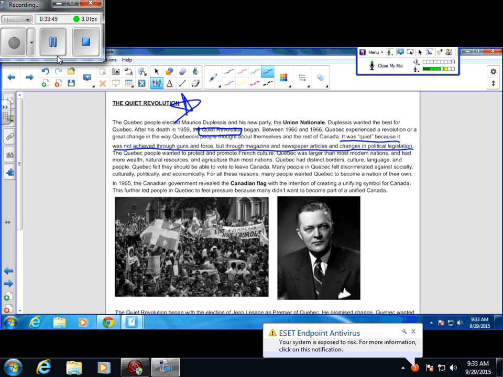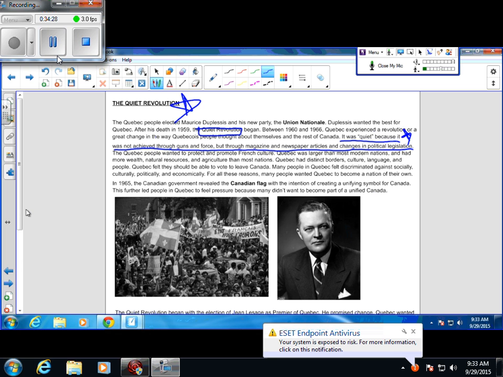Very important. I'm going to put a star beside it because you're going to see that again in your assignment. I believe an assignment question will be something like, why was it called the Quiet Revolution? So the Quiet Revolution was not achieved through guns and force, but through people writing magazines and newspaper articles to change political legislation. It was basically a period of rapid, non-violent change responsible for the beginning of a modern and secularized Quebec.